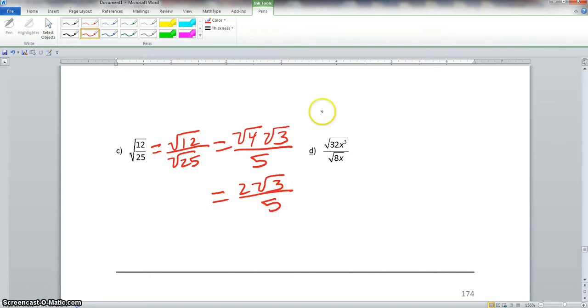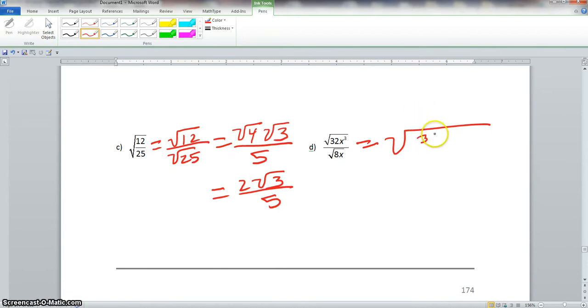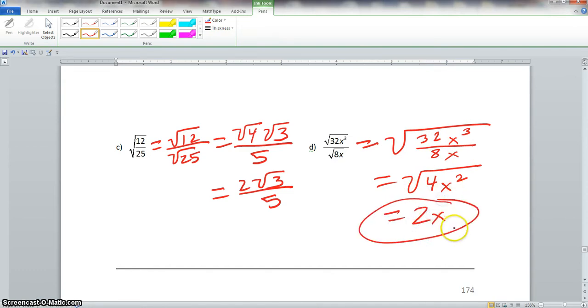Now we go to d. We have the square root of 32 x cubed over the square root of 8x. Watch this. Let's put this as a whole fraction, so it'll be 32 x cubed all over 8x. Now 32 divided by 8 is what? You're correct, it's 4. X to the third divided by x is x squared. We actually just made this much easier. The square root of 4 is 2 and the square root of x squared is x. And that is the final answer to d.